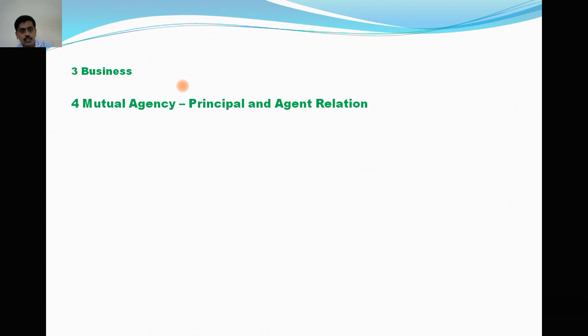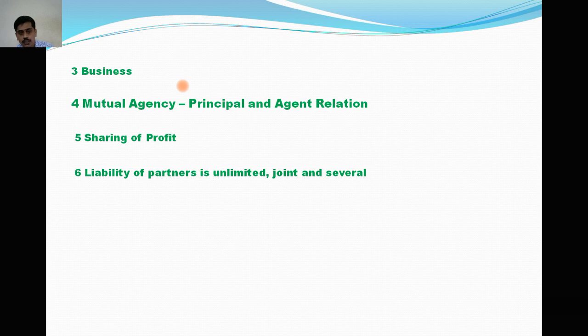Okay. Next, sharing of profit. Profit or loss will be shared among the partners. Next feature, liability of partners is unlimited. Liability of the partners is unlimited, joint and several.